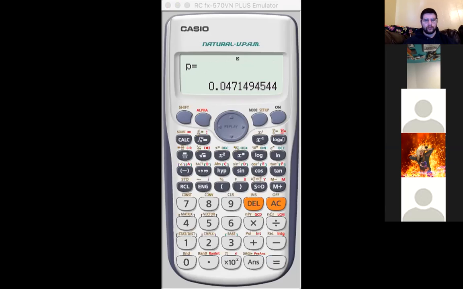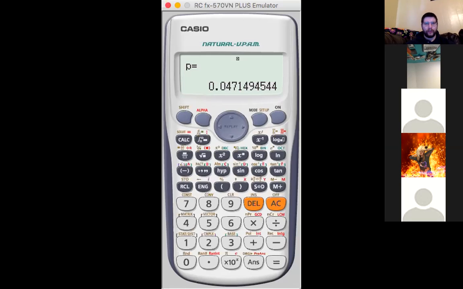You said normal CDF, right? Yes, it's a normal CDF. We need the p-value. The p-value for a right tail test is the area to the right of the test statistic. So we get the lower bound as our test statistic. Upper bound would be infinity. Mean and standard deviation are 0 and 1, like always.